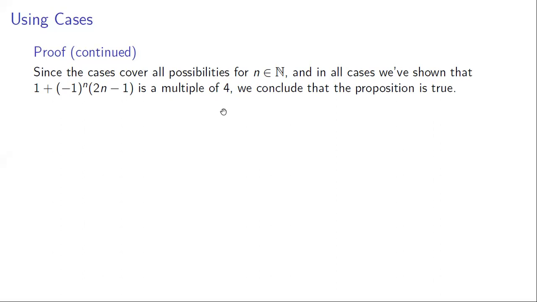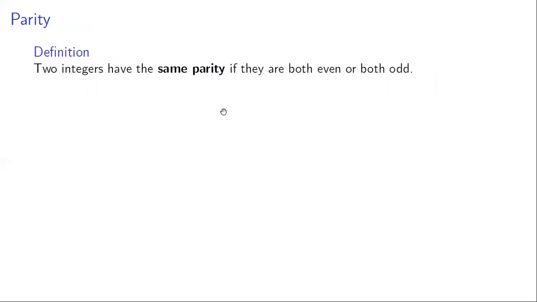Now that we're talking about using cases, let's introduce a new definition, and let's do a proof involving cases involving this definition. This definition is parity. You may have heard of it. Two integers have the same parity if they are both even or both odd. Meaning they're not necessarily equal to each other, but they have the same parity, both even or both odd. Otherwise, they have opposite parity.